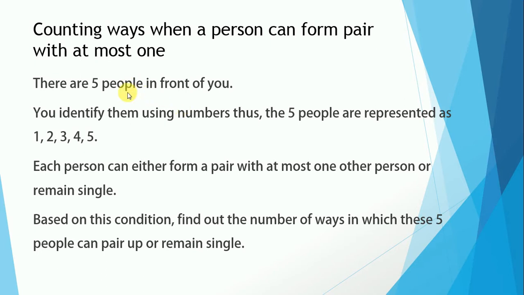You have 5 people in front of you. They are numbered 1, 2, 3, 4, and 5. That means they are identified by numbers. Each person can form a pair with at most one other person. Remember the word at most. So, he can either form a pair with at most one other person or he can prefer to stay single. Based on this condition, you need to find out the number of ways in which these 5 people can either pair up with someone else or remain single.